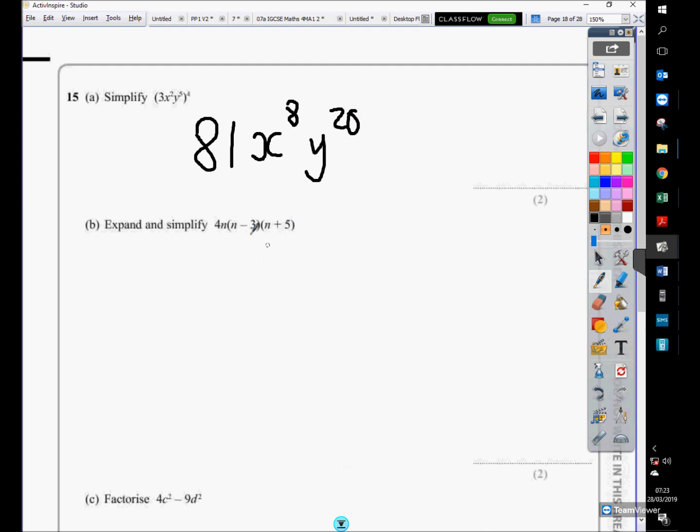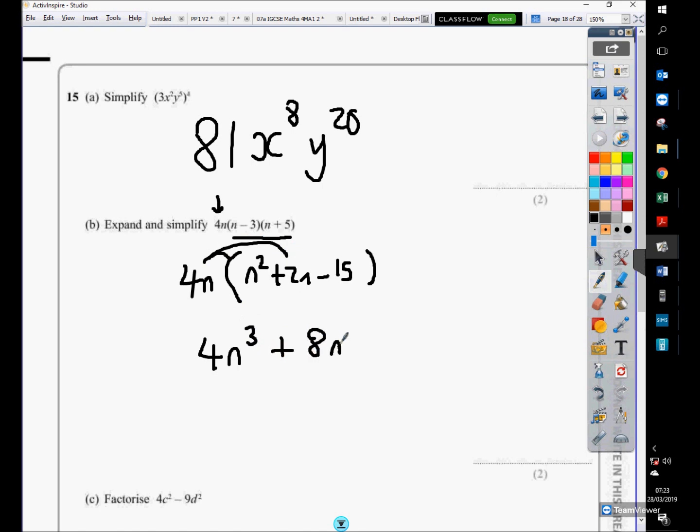The next one, okay, we're not used to seeing a situation like this, so what we do is we just multiply out the brackets first of all, and we'll deal with the 4n afterwards. So if we multiply out the two brackets, we end up with n squared plus 5n, take away 3n, then plus 5, take away 3 is plus 2n, and then take away 15. Then we times it all by 4n. So 4n cubed plus 8n squared minus 60n.